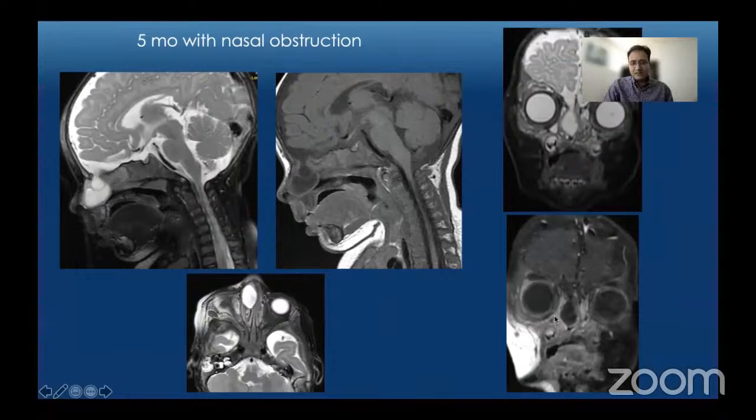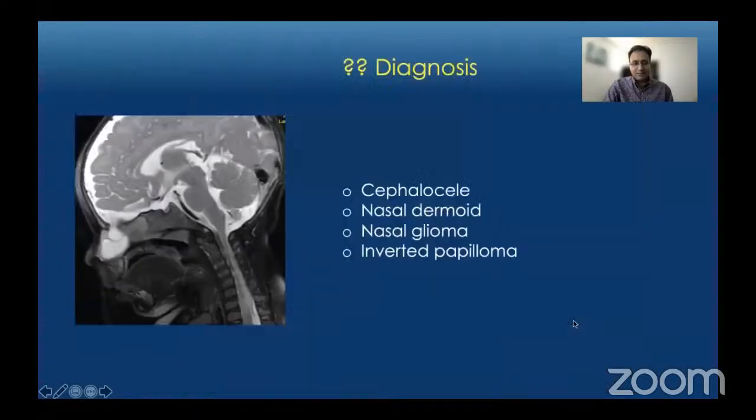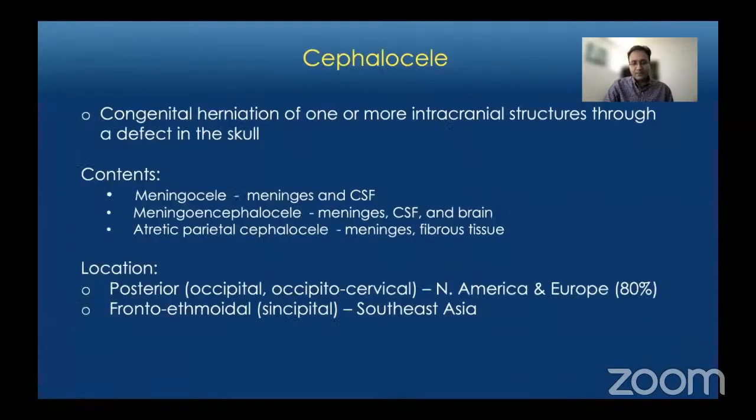And on the post-contrast images, there is enhancement of mucosa surrounding this cystic mass, but there is no enhancement within the mass itself. So pretty straightforward diagnosis. Is it a cephalocele, a nasal dermoid, nasal glioma, or an inverted papilloma? So the diagnosis in this case is a cephalocele.